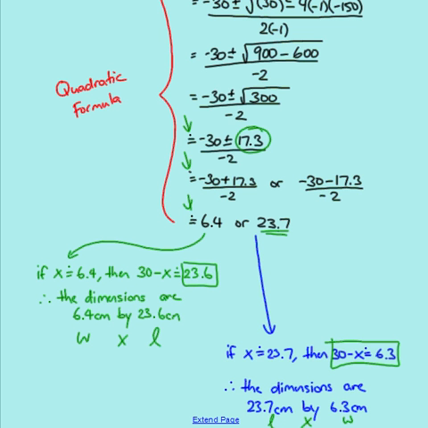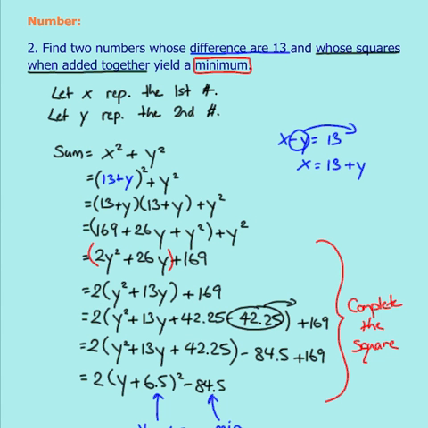Let's try another one. Okay, here's a number question. Find two numbers whose difference is 13 and whose squares, when added together, yield a minimum. Oh, minimum. Okay, that's a special word right there. That tells me right away that I'm looking for a vertex. I'm probably going to have to complete the square.